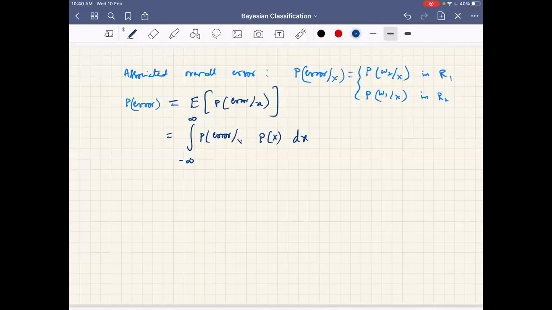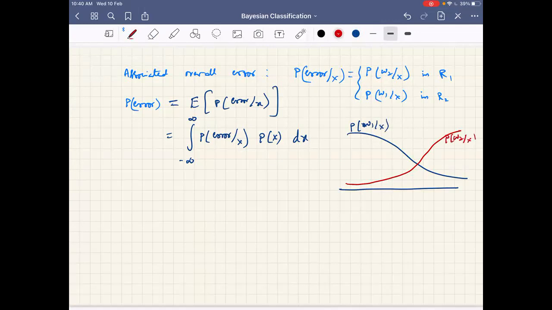What is the probability that this x is possible? If there are different possibilities, in some region, I am just plotting. This is p of omega 1 given x. Sorry, this is p of omega 2 given x, and this is x anyway.